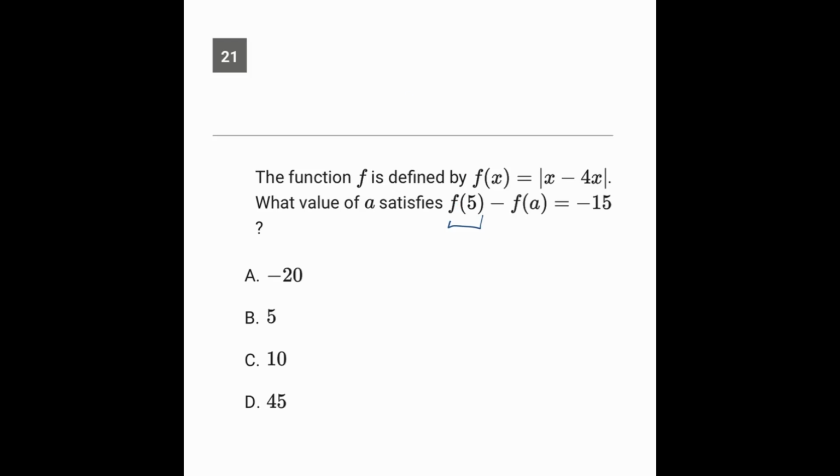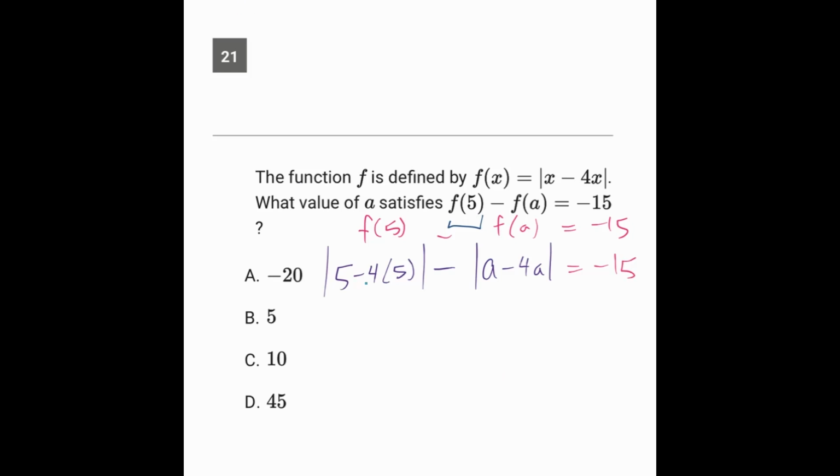So here we have f of 5 and f of a. So we're plugging those in as our x's. So f of 5 would be absolute value 5 minus 4 times 5. And f of a would be absolute value of a minus 4 times a. So right now we have f of 5 minus f of a equals negative 15. So we'll set all this equal to negative 15.